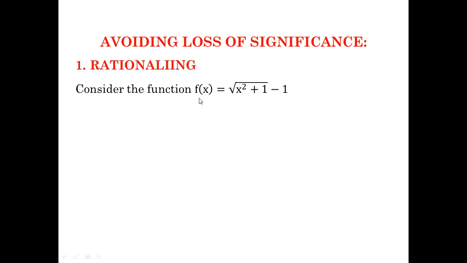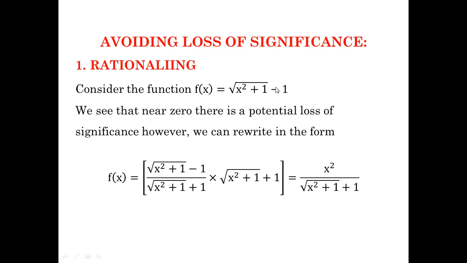Consider the function f of x equals root of x square plus 1 minus 1. Suppose I put x equals 0. Root 1 is 1, 1 minus 1 is 0. We have to avoid this. So, when rationalizing, we see that near 0 there is a potential loss of significance.